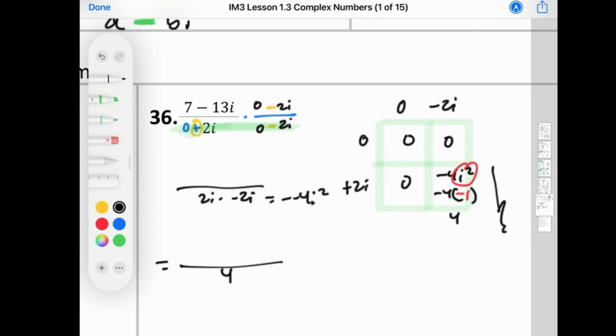So that's what I'm trying to tell you. You don't need the zero. Does that make sense? But I did it over here on the left side with the blue because I wanted to show you how to find the conjugate.